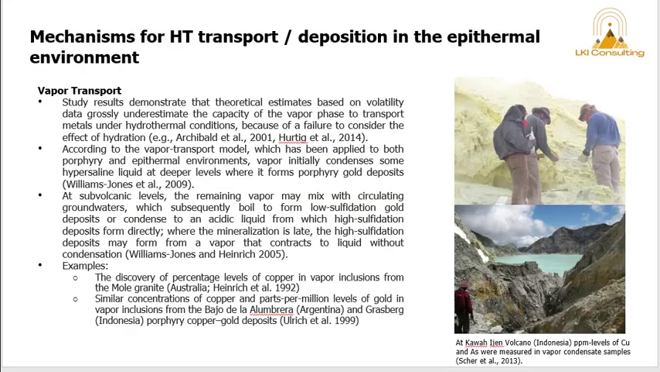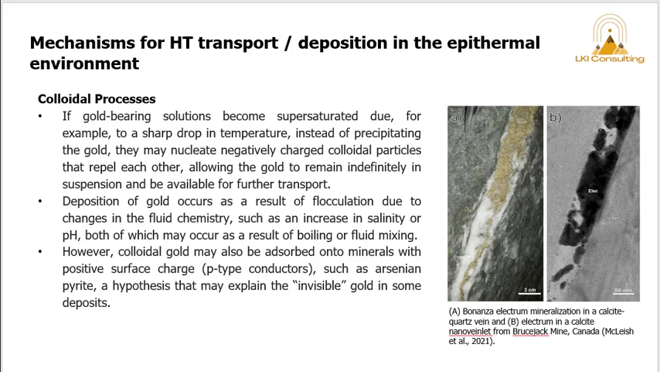So taking in all that we've learned in the first 7 slides, we're going to look at 2 mechanisms for hydrothermal transport and deposition of gold in the epithermal environment. The first is the vapor transport of gold. The vapor condenses to some hypersaline liquid at deeper levels where it's forming porphyry deposits. And then at subvolcanic levels in the high sulfidation epithermal environment, the remaining vapor either condenses to form an acidic liquid from which these deposits directly form, or the deposit can form from vapor that contracts to a liquid without condensation. And here, this is an example of work being done at the Kawah Ijen volcano, which is an actively forming high sulfidation system.